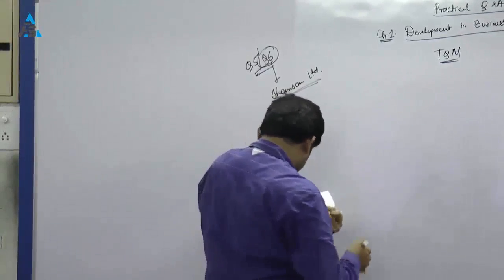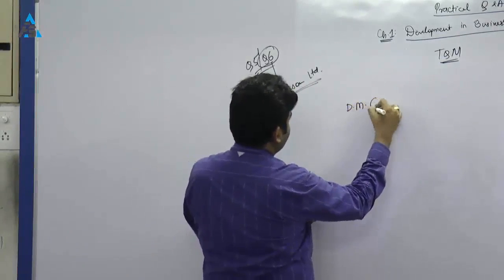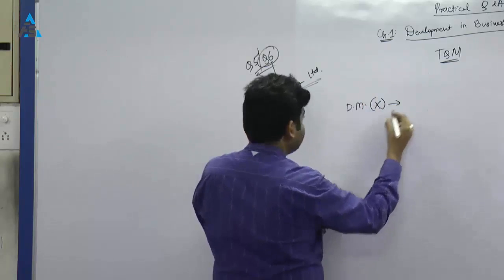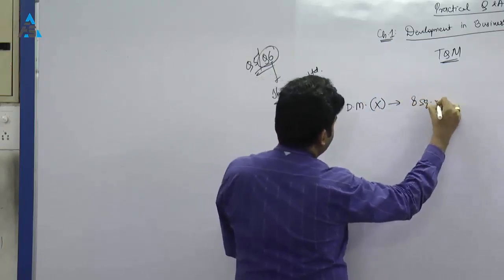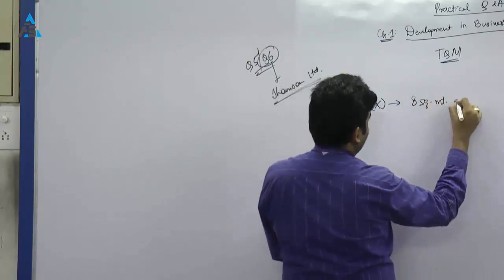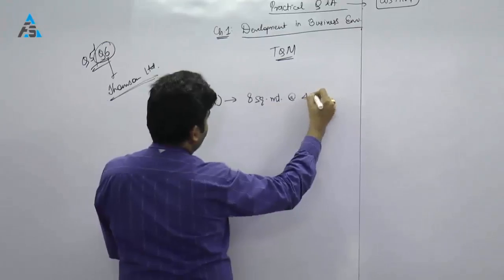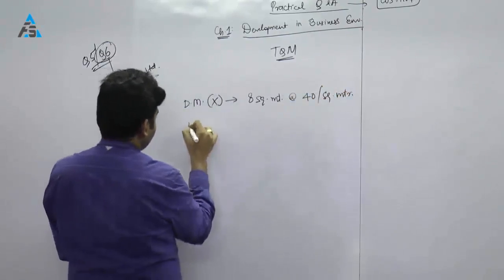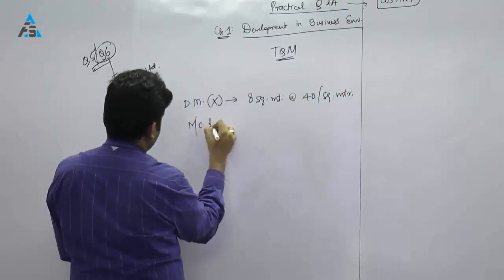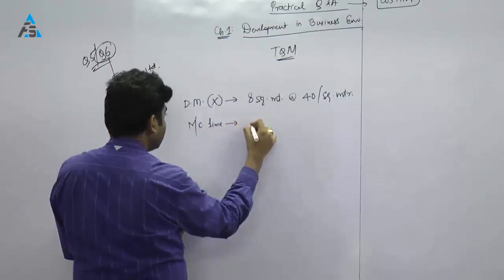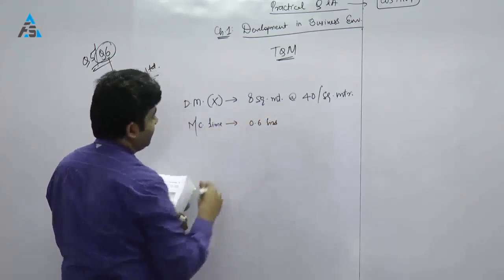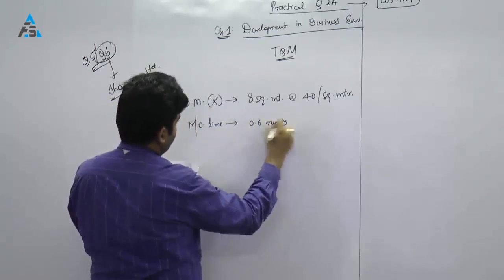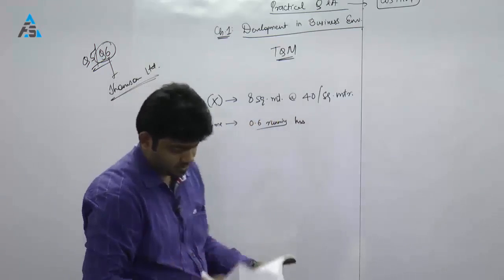So there is direct material X, which is 8 square meter, purchased at 40 per square meter. Then there is machine time. Machine time is 0.6 running hours. We will move on.